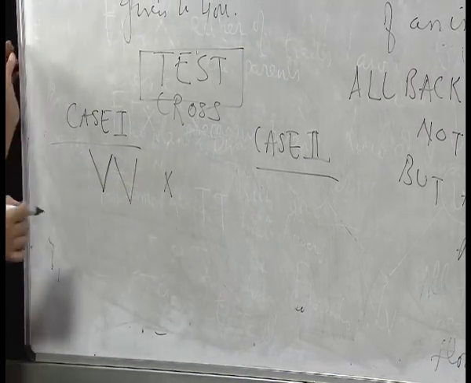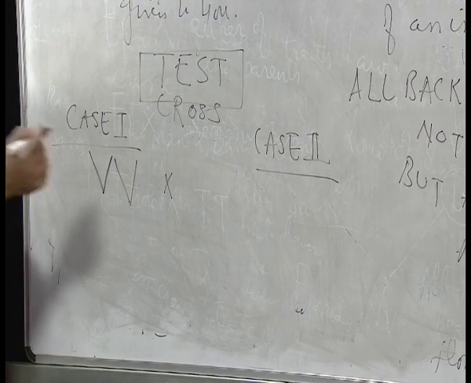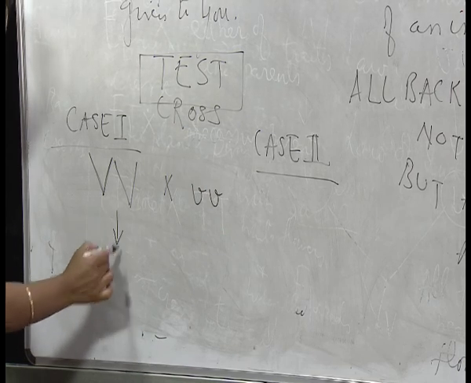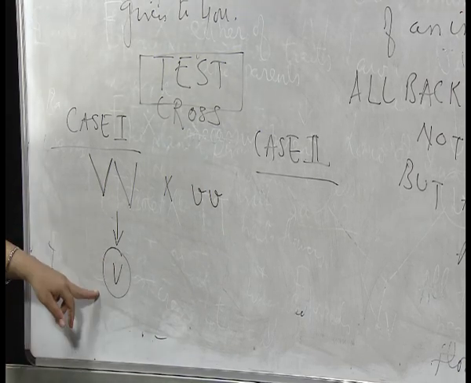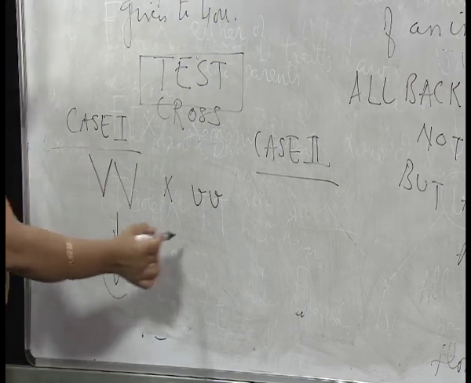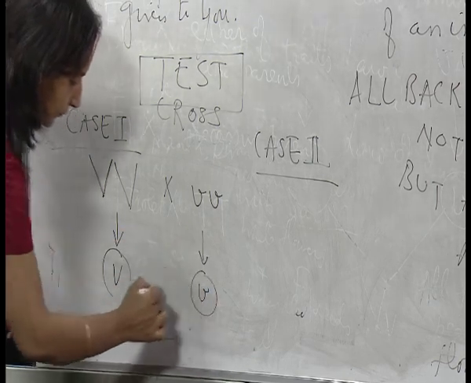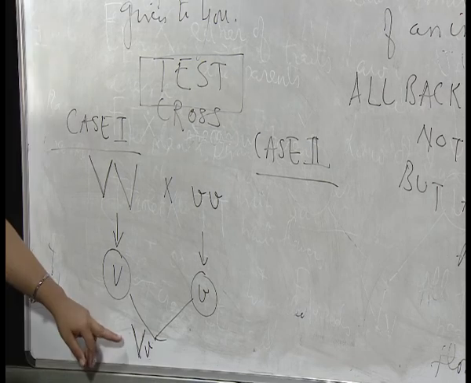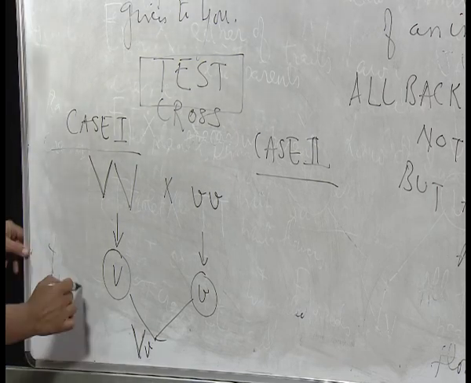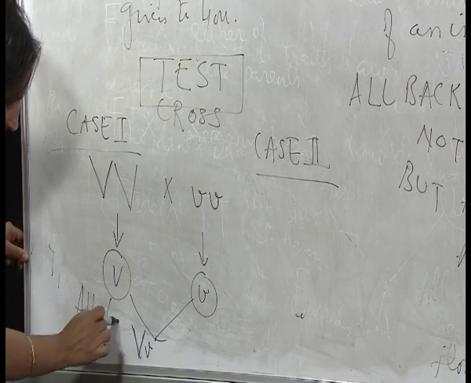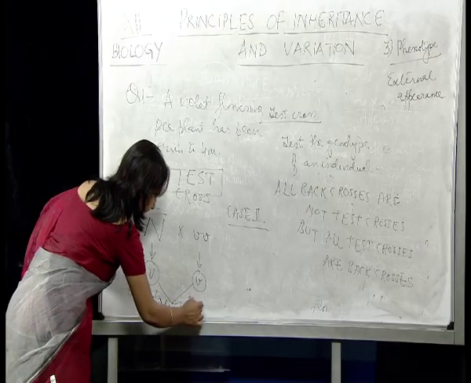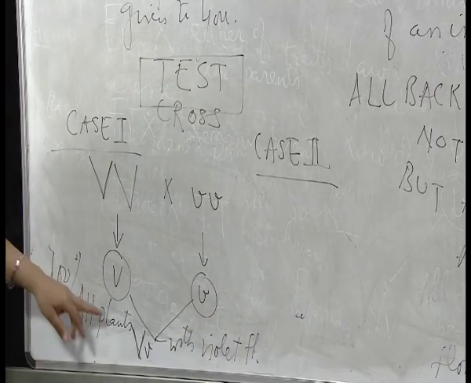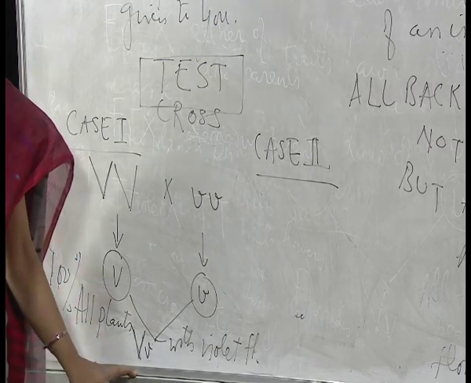Now it has to be subjected to test cross. Test cross means with the recessive parent. Recessive parent means small v, small v. When we make the gametes, we have to reduce the number of chromosomes to half. So we'll make it half. Similarly here also, we'll make it half. As a result, in this case, we will get all violet flowers, all plants bearing violet flowers. That means 100% plants in this generation will have violet flowers.